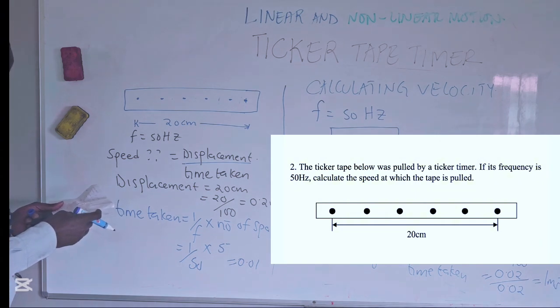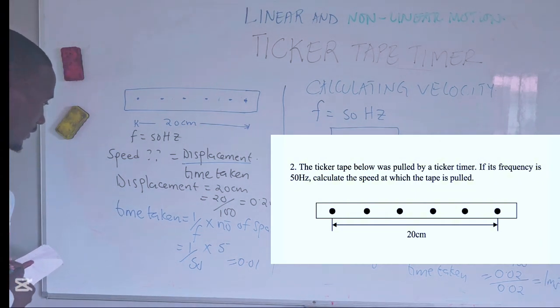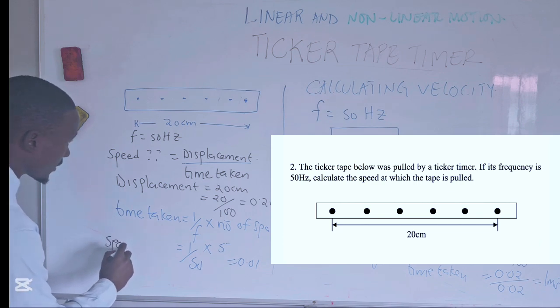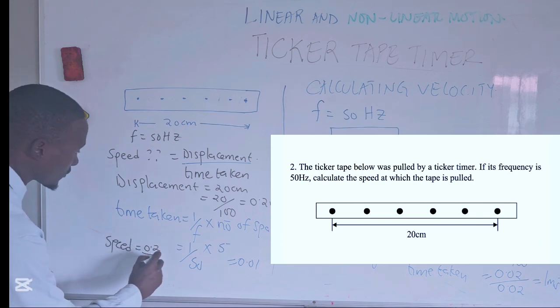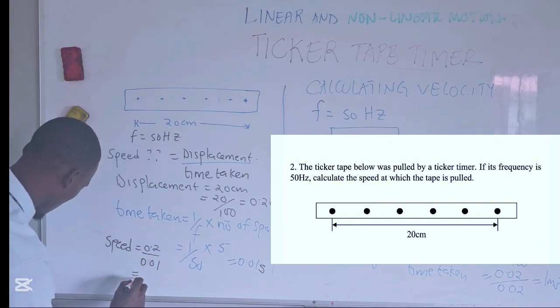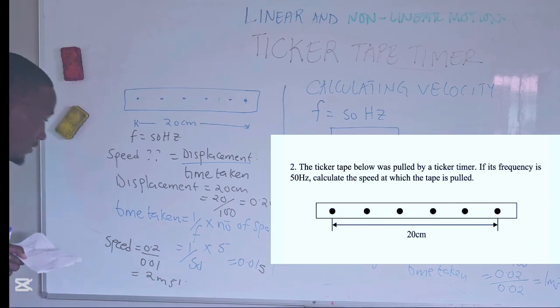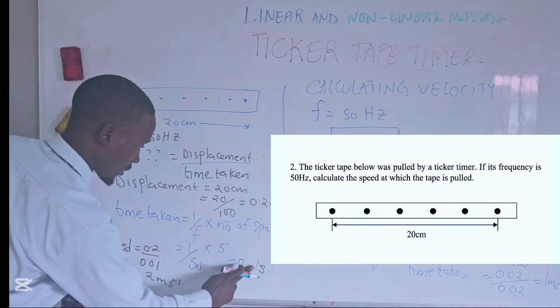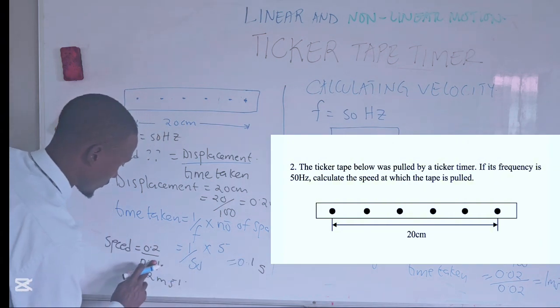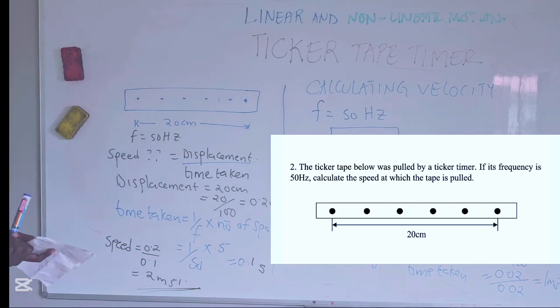So in that case, we can get our speed as the displacement over the time, which gives us 2 meters per second. Sorry, this is 0.1. This is 0.1. That is our velocity.